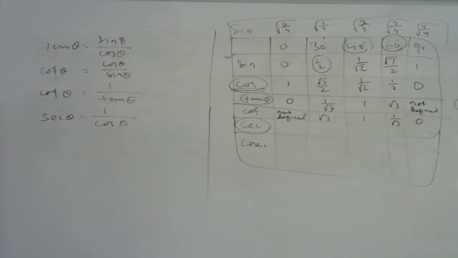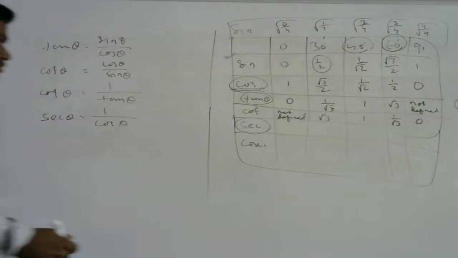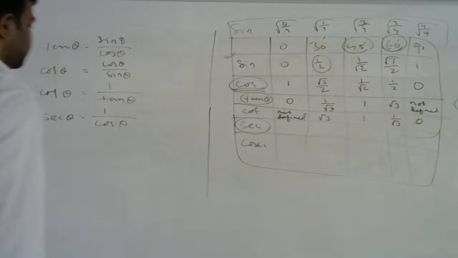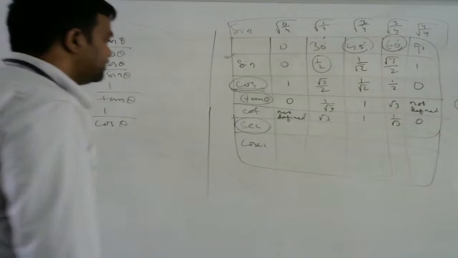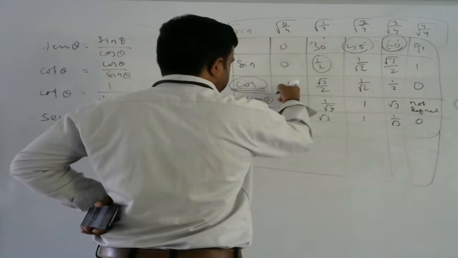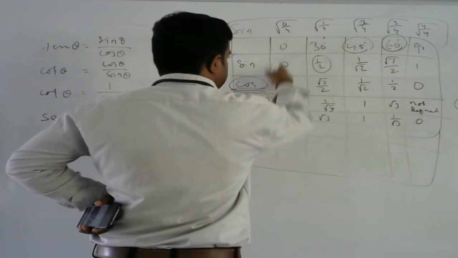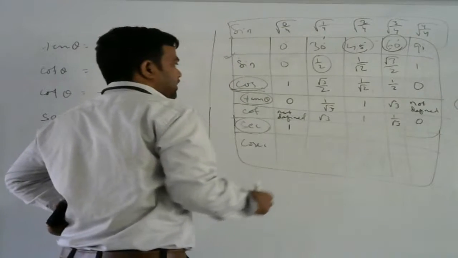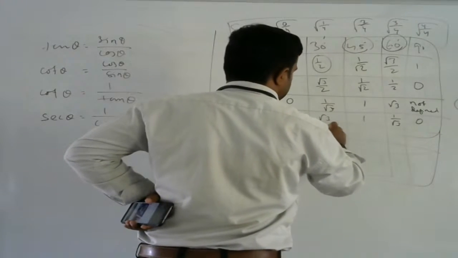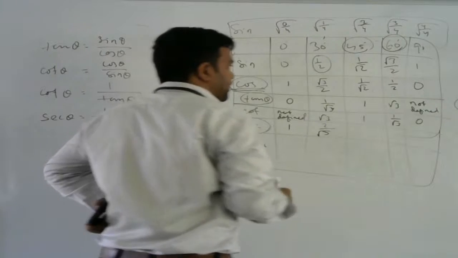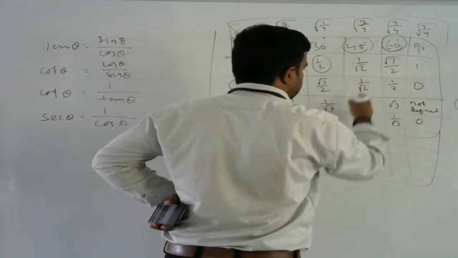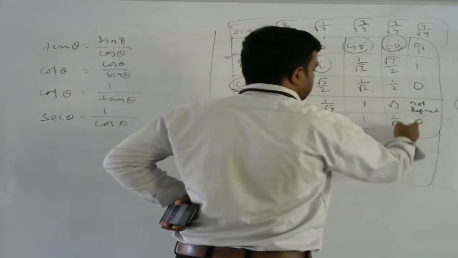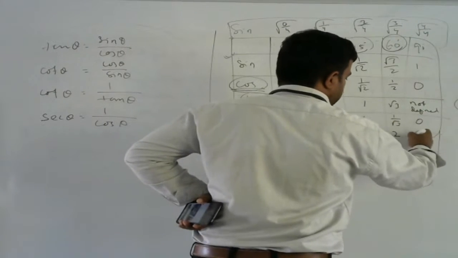So now, how will you fill up these blanks for sec theta? As the relationship between sec and cos is just inverse, I can write sec as the inverse. So sec 0 will be 1 by 1, that is 1. Sec 30 will be 1 by root 3 upon 2, that is 2 upon root 3. Sec 45 will be 1 by 1 upon root 2, that is root 2, and sec 60 will be 2. Sec 90 is 1 upon 0, which is not defined.